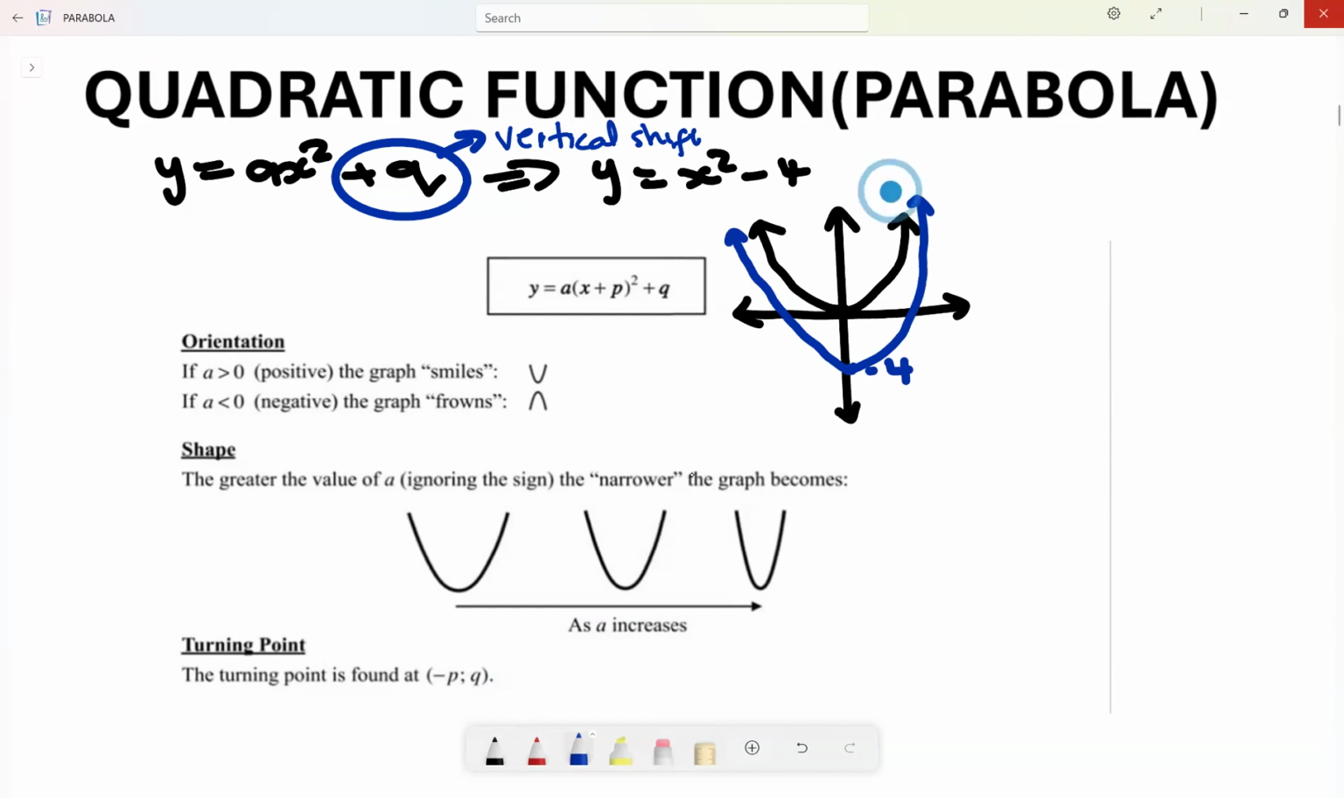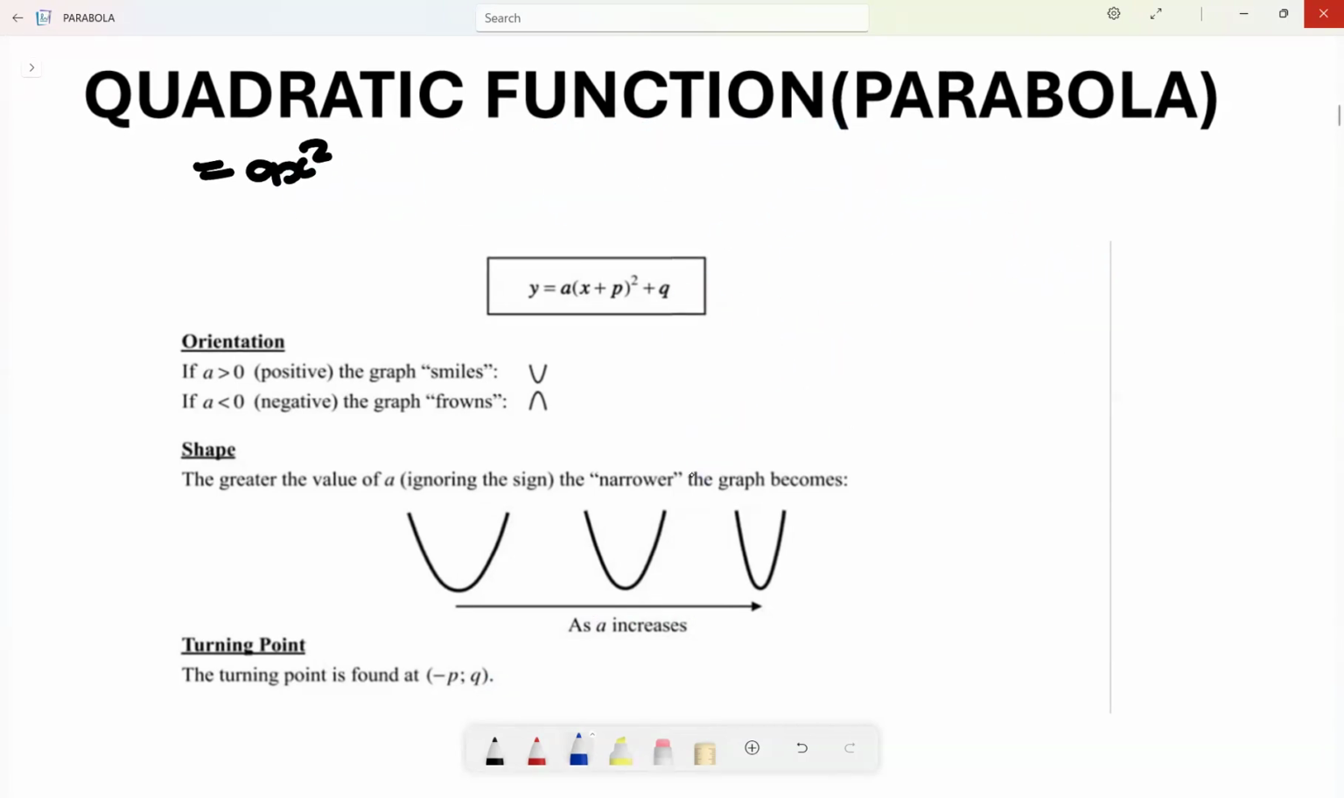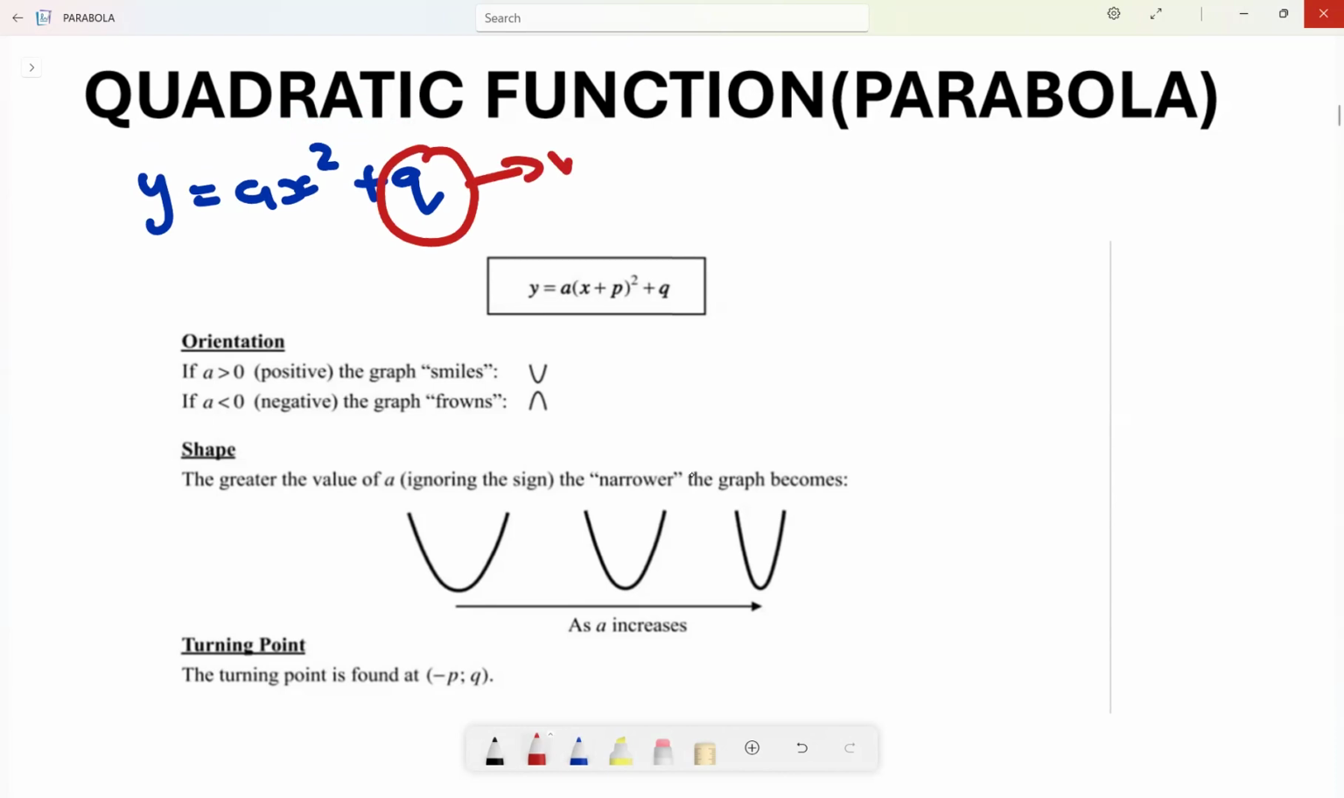But now in grade 11 we learn how to shift towards the left. So the normal y is equal to a x squared plus q, where q is our vertical shift. In grade 11, we need to introduce what we refer to as horizontal shift. So how is the horizontal shift?